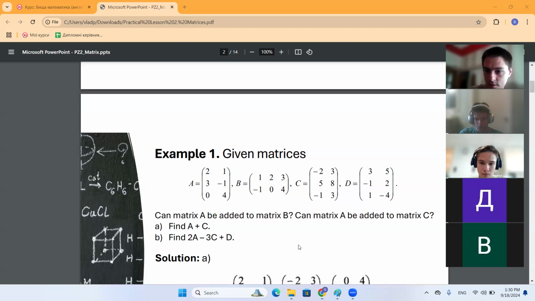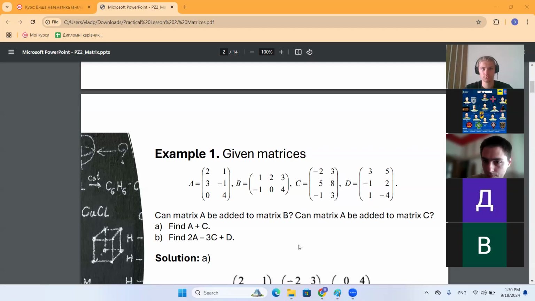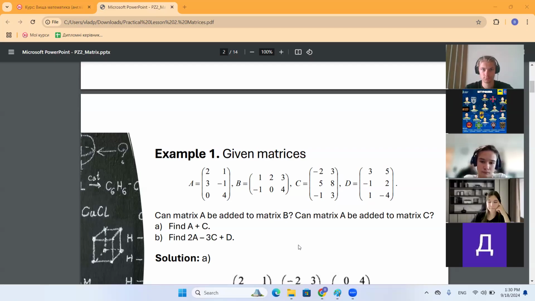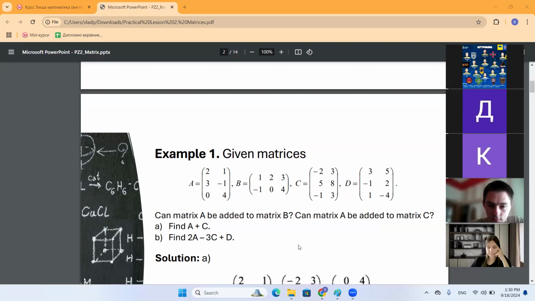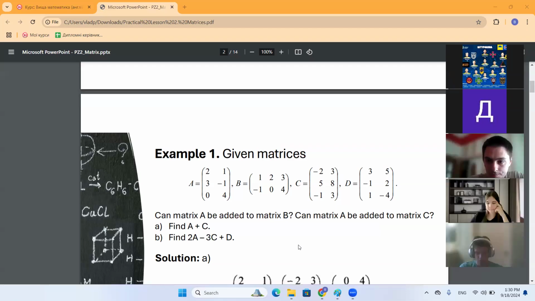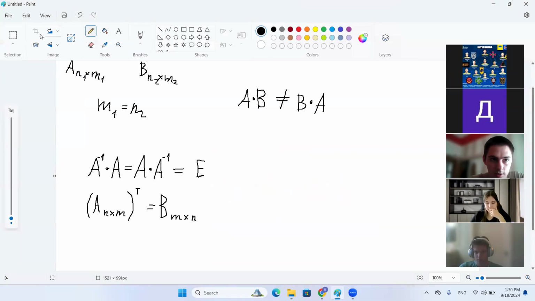If you are ready, just raise your hand. Pavlo? It will be a matrix with first row 0, 4, a second row 8, 7, a third row -1, 7. Correct. Okay, and let's do the second exercise together.